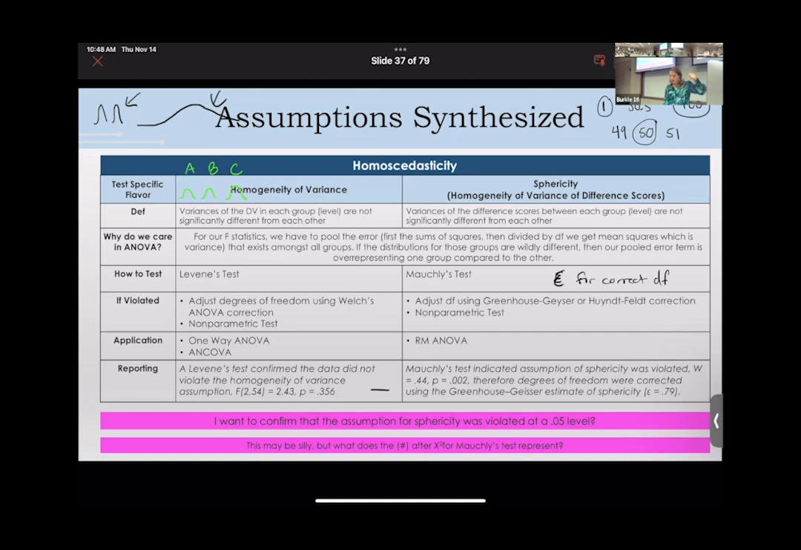Someone asked, what does the number after the chi-square represent? That is the Mauchly's W. That's the test statistic for this test. I'm not making you do the W by hand under the hood. W equals 0.44, p equals 0.002. Therefore, degrees of freedom were corrected using the Greenhouse-Geisser estimate of sphericity, and then tell us what that correction estimate was. We need to report what? The W and the p value. If it's not violated, the rest of it is not needed because you're not correcting anything. You're just using the standard ANOVA results.